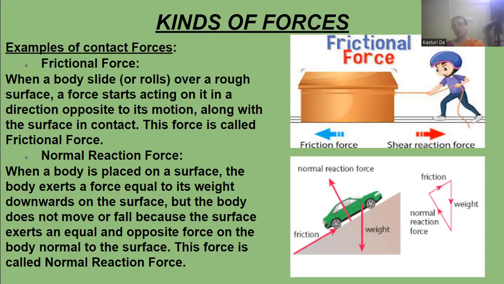So there has to be some frictional force. If we keep a book on the table and just pull it, what will happen? The book will slide. If the surface is very smooth and the book is sliding down, the frictional force will be less than the force of my pull. So it will slide down.